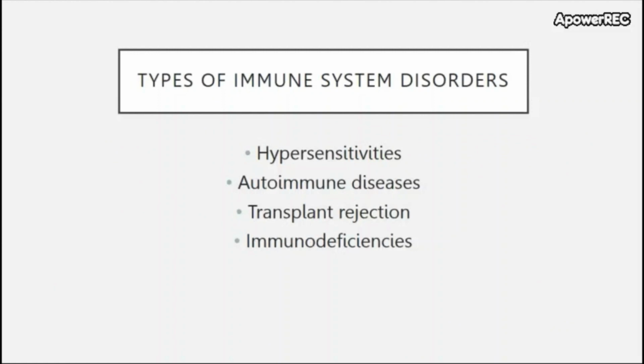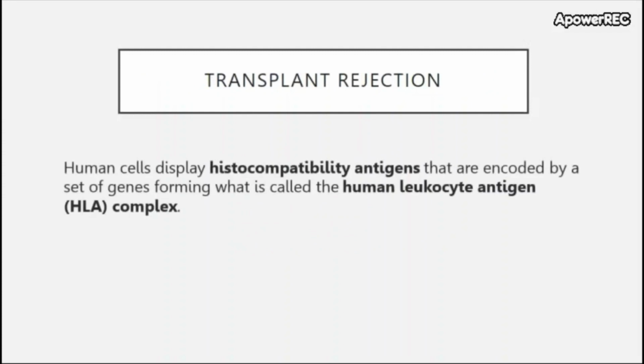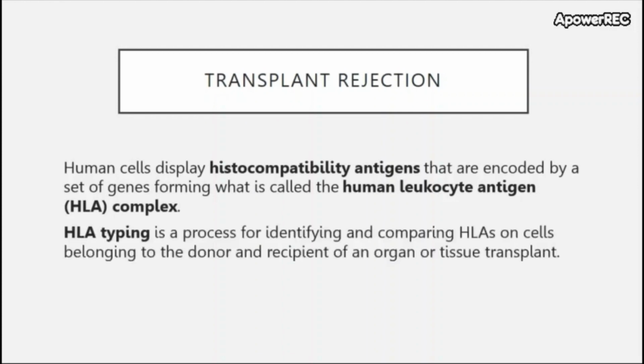Okay, so now let's talk about transplant rejection. So human cells display a histocompatibility antigen that are encoded by a set of genes forming what is called the human leukocyte antigen complex, or HLA complex. These HLA complexes need to match between a donor and recipient in an organ or tissue transplant. So medical professionals go through HLA typing, which is a process for identifying and comparing HLAs on cells belonging to the donor and recipient.